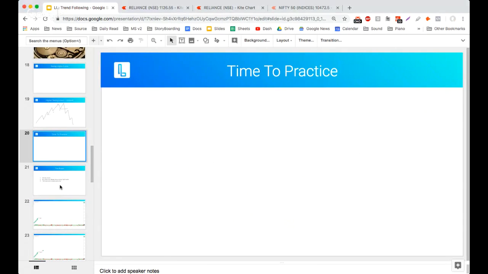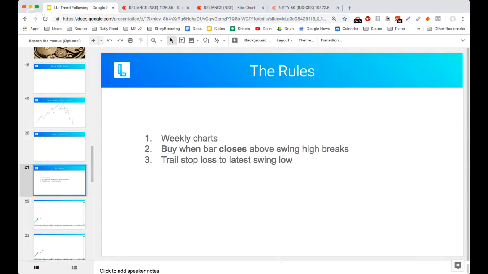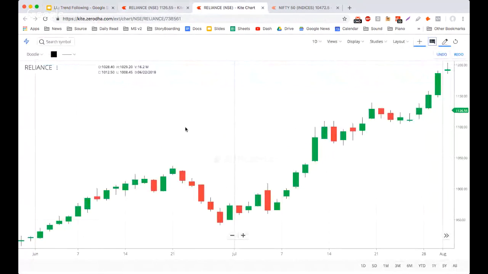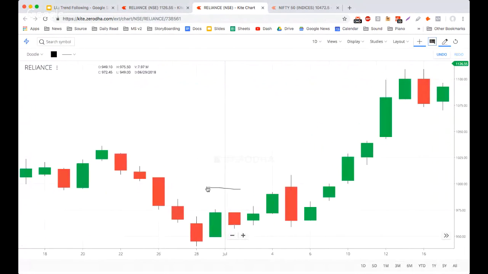So let's continue. So here are the rules, guys. You can open the weekly charts or even the daily charts. You can do either. You buy, okay? Now, this is not a recommendation, obviously, but this is the research you can begin with. When a bar closes above a swing high, okay? And I'll also teach you how to trail the stop. Let me open Reliance. Let me zoom in. I'll obviously pick a profitable example in this one, but then we'll also see some loss trades, okay?